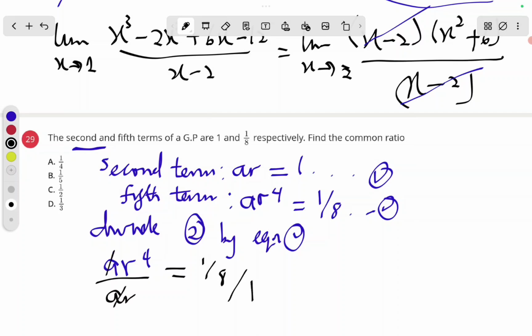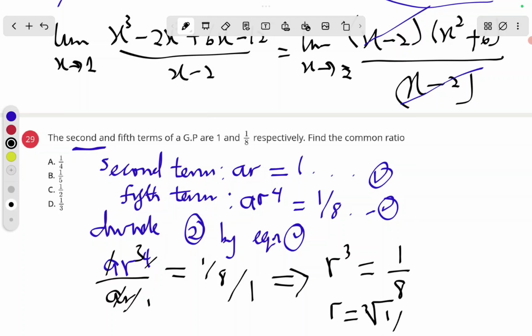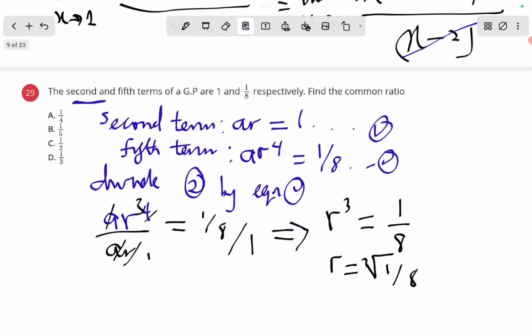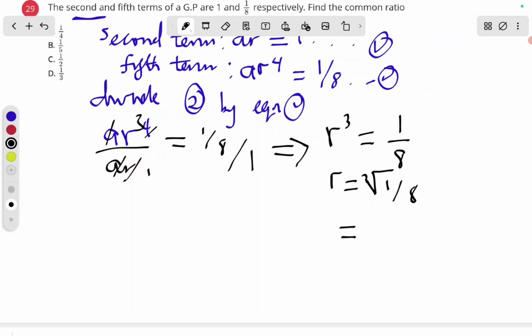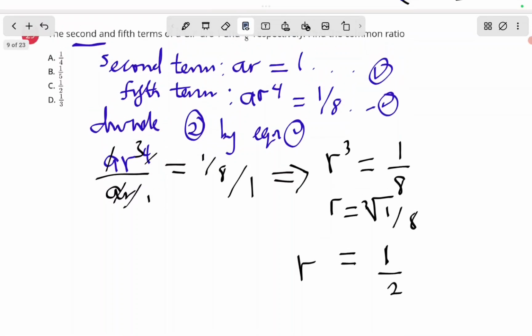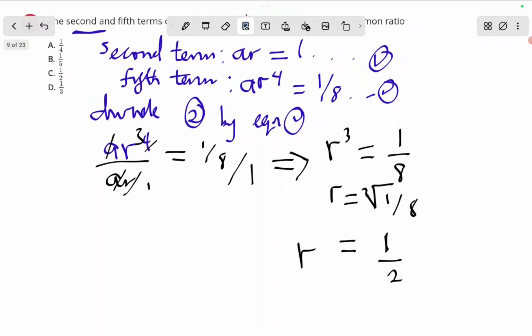Remember, A cancels A, and R to the power of 4 over R is R cubed. So we are left with R cubed equal to 1 over 8. So what will be the value of R? Our R would be the cube root of 1 over 8, and the cube root of 1 over 8 is the same thing as 1 over 2. So our R is 1 over 2, which is the common ratio. And this is the same thing as option C.